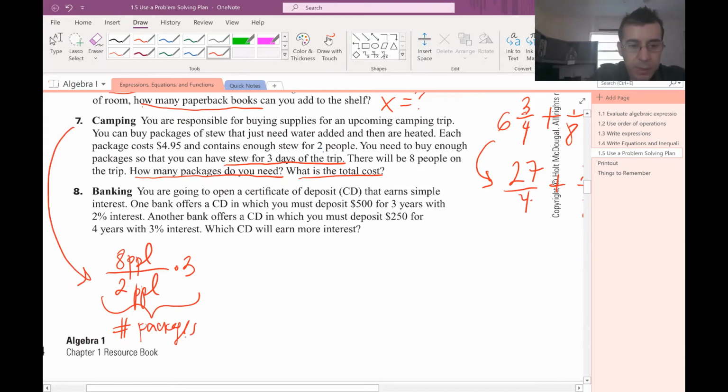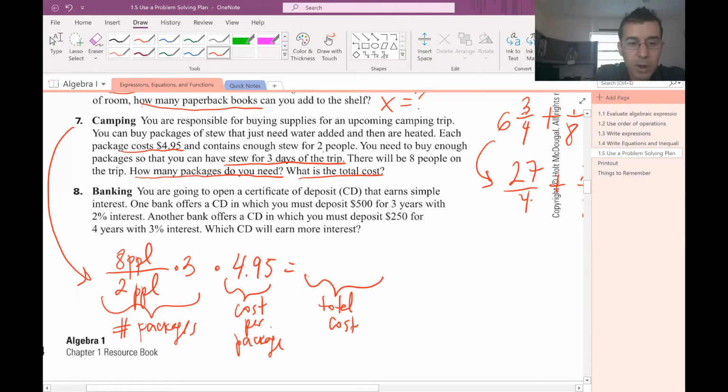That's the number of packages, and then times each package costs $4.95. We're gonna get total cost. Okay, so this is cost per package. So the cost per package times the number of packages, we get the total cost. How do we get the number of packages? Well, we know that the package is good for 2 people, but we have 8 people. So 8 divided by 2, it's 4 packages.